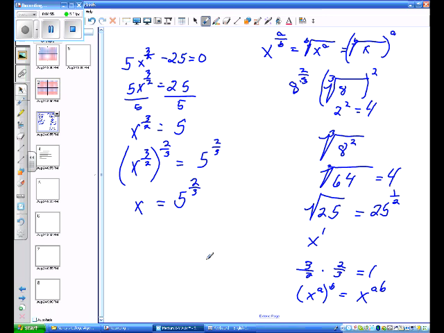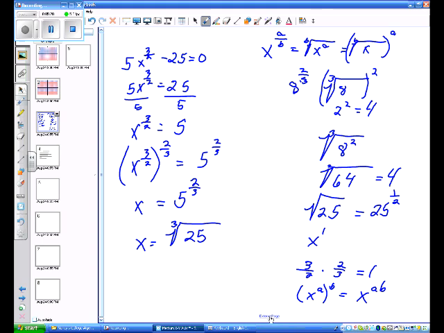Now I can't simplify 5 to the 2/3. I cannot take the cube root of 5 and have it come out exact. And so we could leave it this way. A little bit better way to leave this, if you wanted to put it in radical form, would be saying we want the cube root, but we can square 5. So we want the cube root of 25.